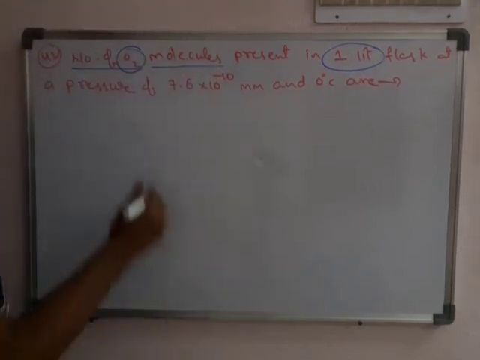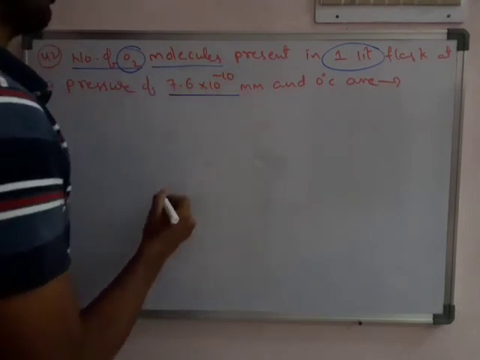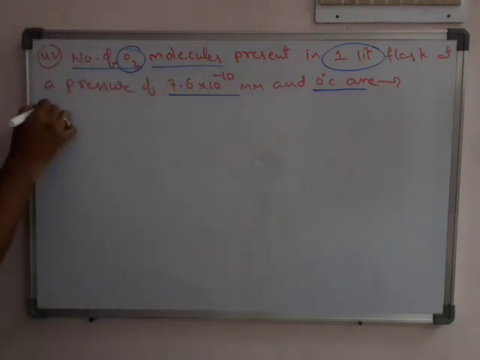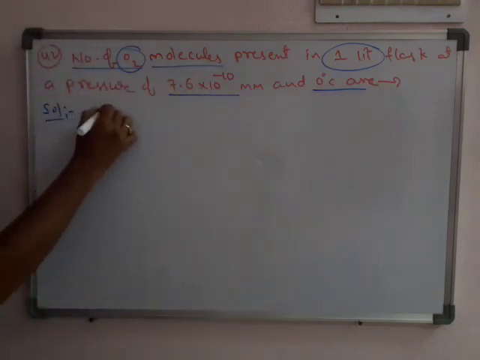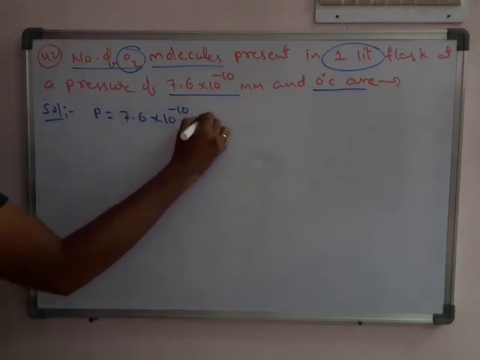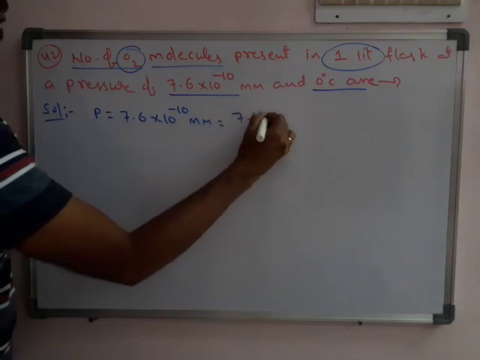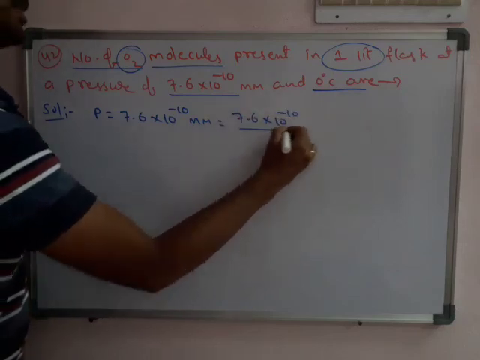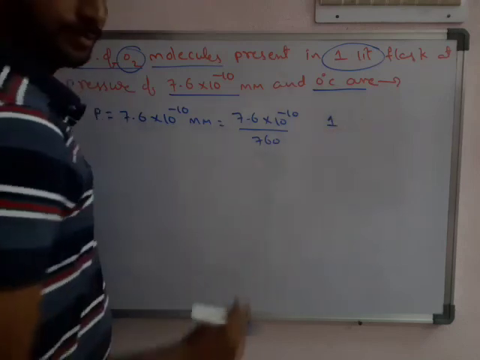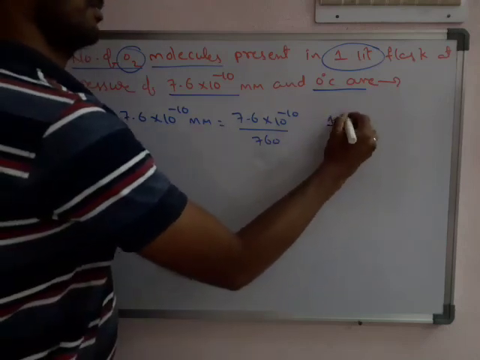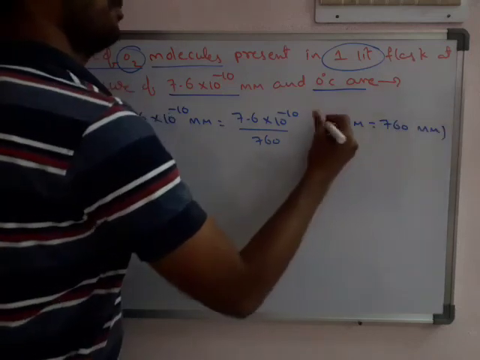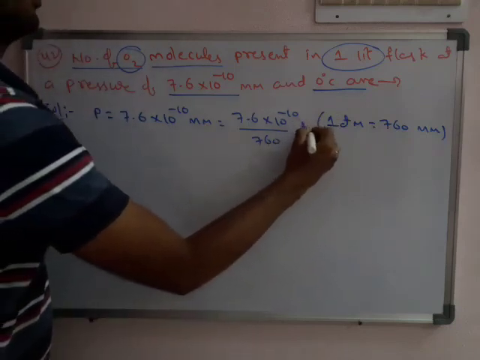So what are the other conditions? 7.62 × 10^-10 mm of pressure and 0 degrees Celsius. With the help of this information we have to guess the formula. First convert mm into atmosphere. What is the relation between mm and atmosphere? 1 atmosphere is equal to 760 mm of pressure. So we convert it to atmosphere.